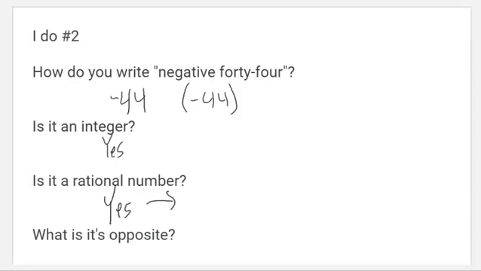We do have a way of making whole numbers into fractions. They have a denominator of 1. We don't usually write it unless we need it. But technically, negative 44 is a fraction. It's negative 44 wholes. So it is an integer, yes. And it's a rational number, also yes, because it could be a fraction. And of course, what's its opposite? The opposite of negative 44 is positive 44. It's fine to write the positive sign, not necessary to write the positive sign.